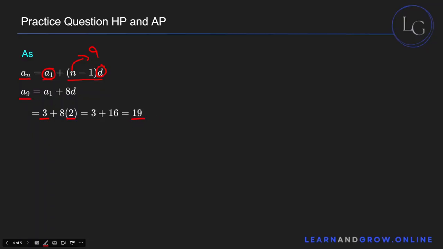But wait, we were told to find the ninth term of the harmonic progression, which means that you'll have to take the reciprocal of 19, because 19 is the ninth term of the arithmetic progression. So the ninth term of the harmonic progression is 1 by 19.